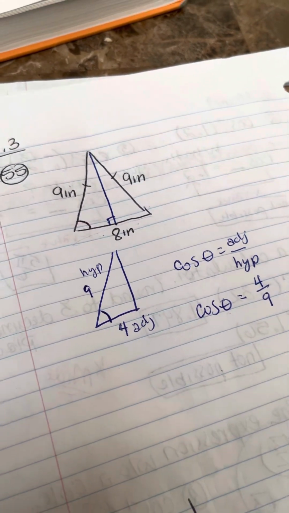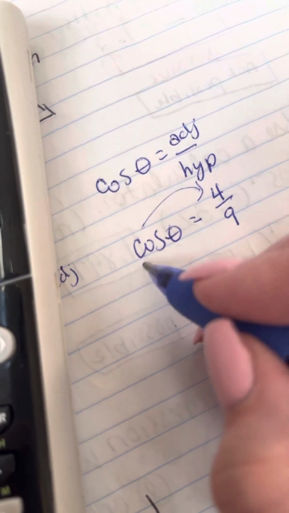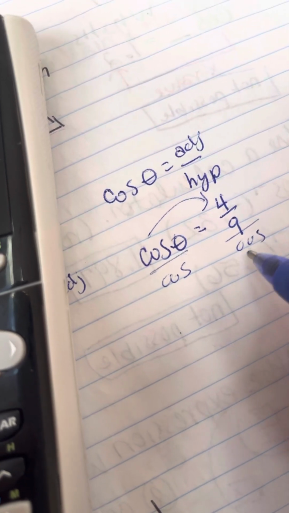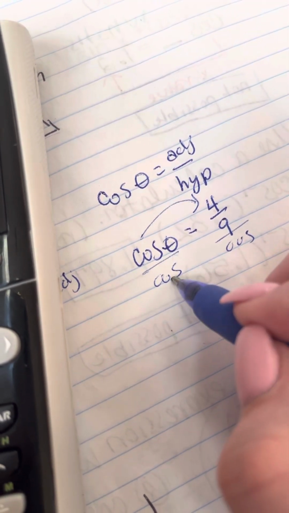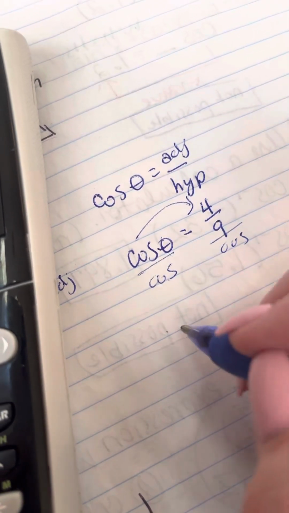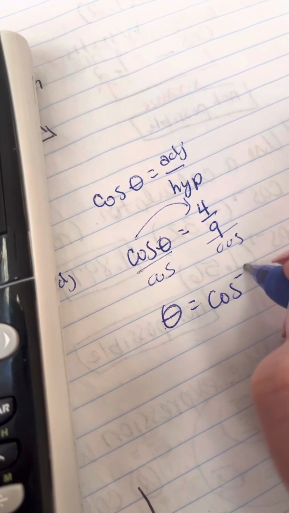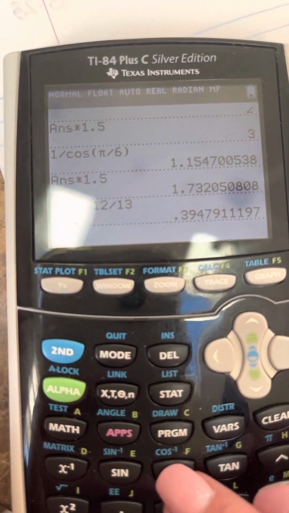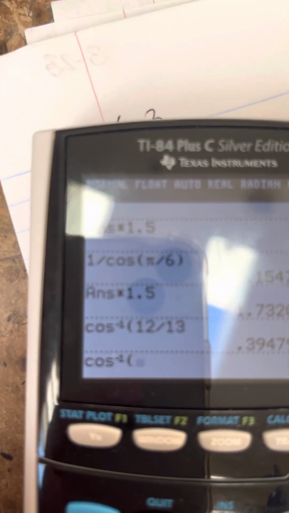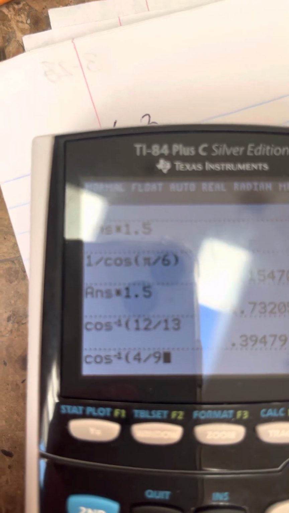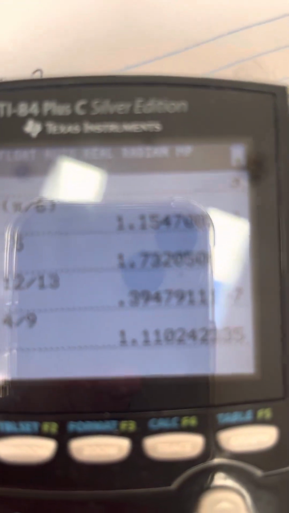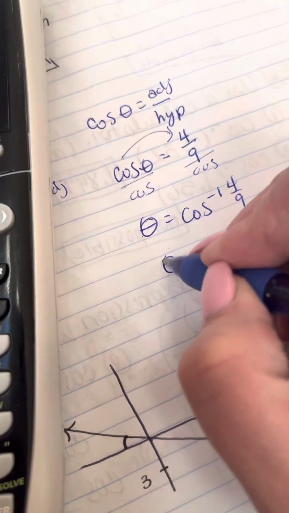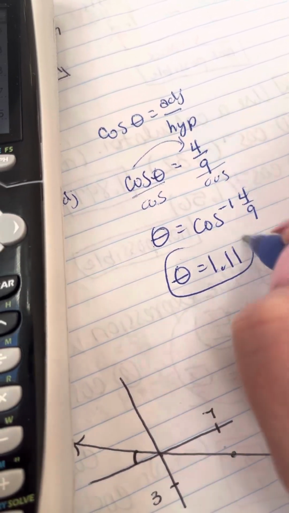It doesn't tell me to use radians or degrees, but I'm going to assume we want this in radians. Again, we need to move cosine to the other side. No, you can't divide by cosine. Cosine isn't attached to theta by multiplication. We have to do the inverse of cosine. That's how you move things from one side of the equation to the other, by doing inverse operations. And division is not the inverse of a cosine. And we get 1.11. So theta equals 1.11 radians.